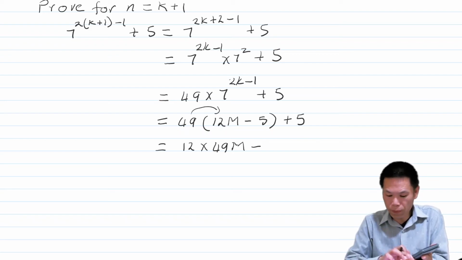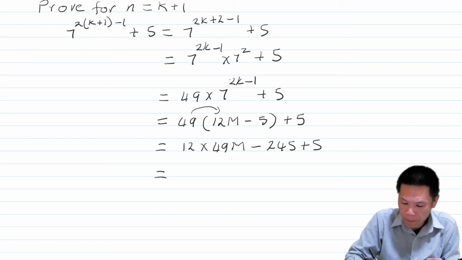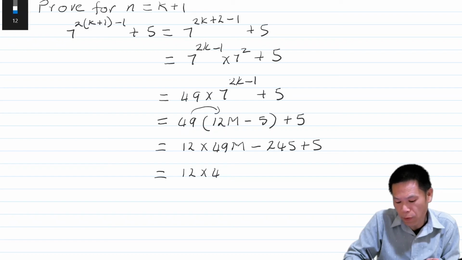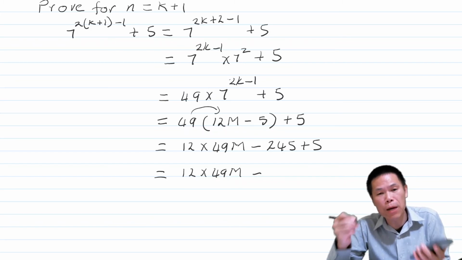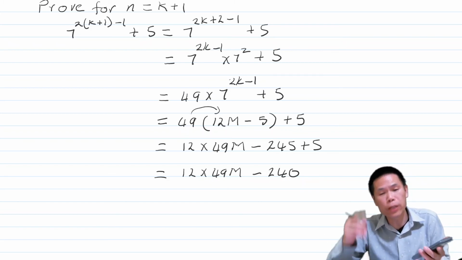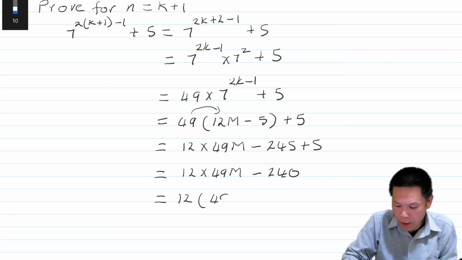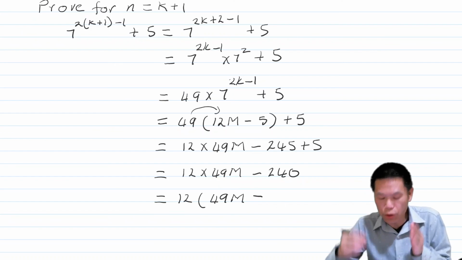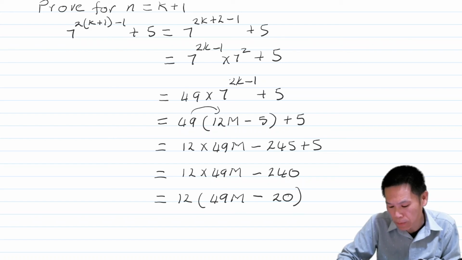49 times 5. So that is 245, and a plus 5. So that will give me 12 times 49m, minus 245 plus 5, which is minus 240. And of course, I need to take the common factor out. In this case, it's 12. So I take 12 out. So that gives me 49m. So 240 divided by 12. So 24 divided by 12 is 2. So 20.